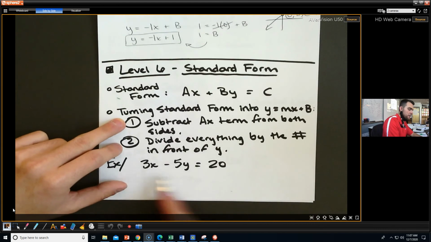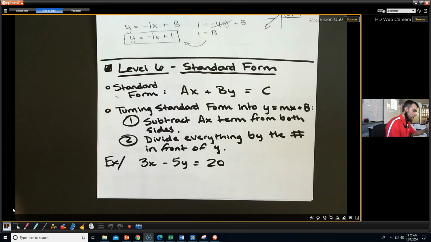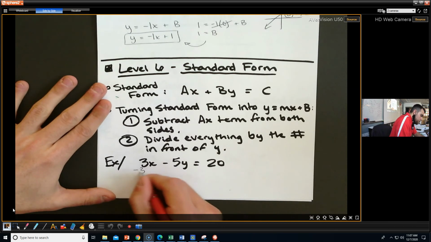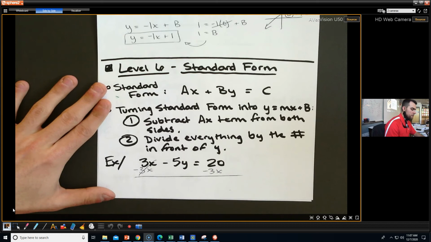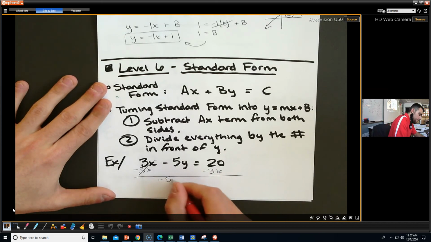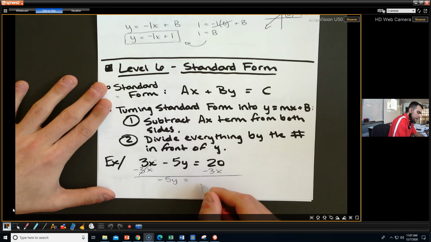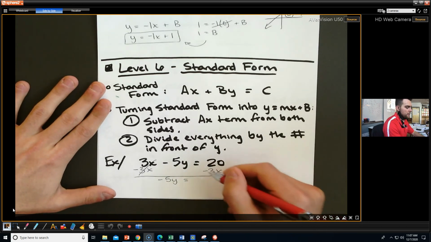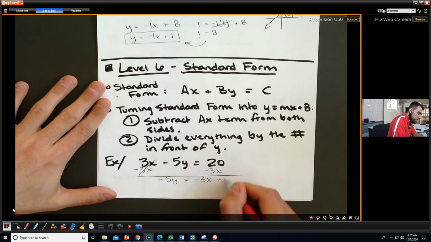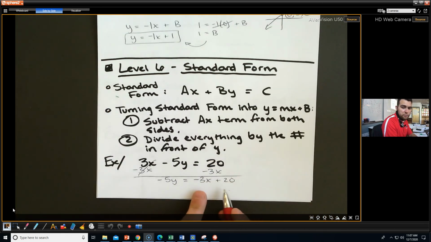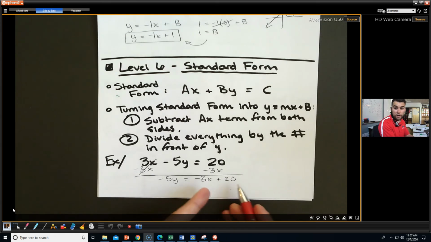So if we do this one right here, 3x minus 5y equals 20, first thing we have to do is subtract 3x from both sides of the equal sign. I have to get it to be y equals mx plus b, so I need the y by itself. So I'm left with negative 5y, and I want it to be in y equals mx plus b, so I'm going to write the x term first. We're allowed to do this. We could write it as 20 minus 3x, but either way, we want it to look like y equals mx plus b, so we write it like that.